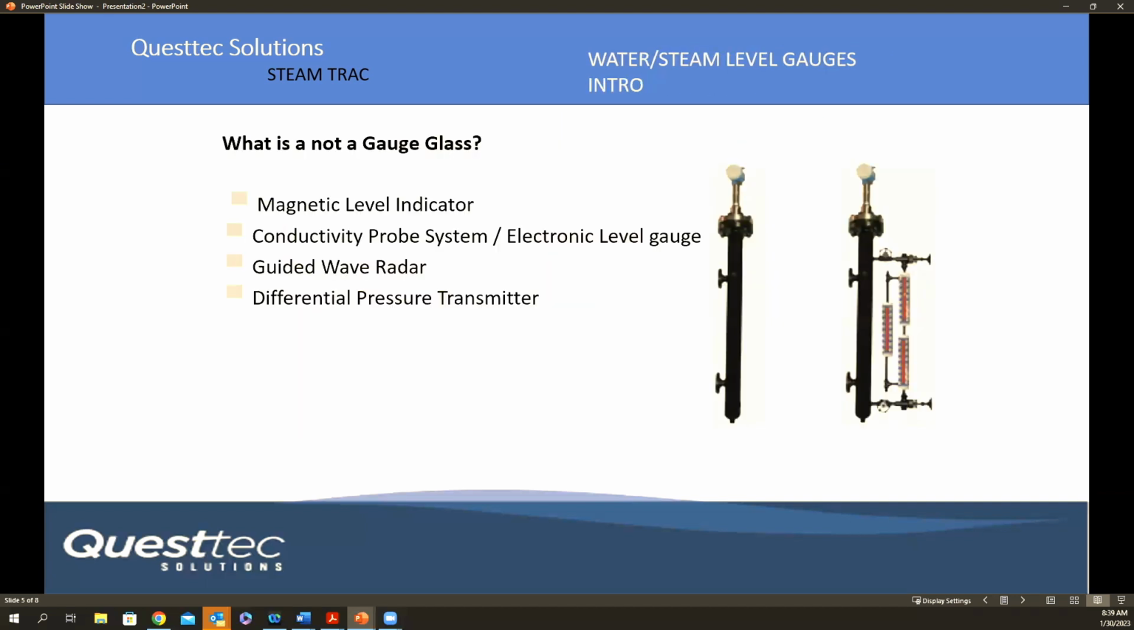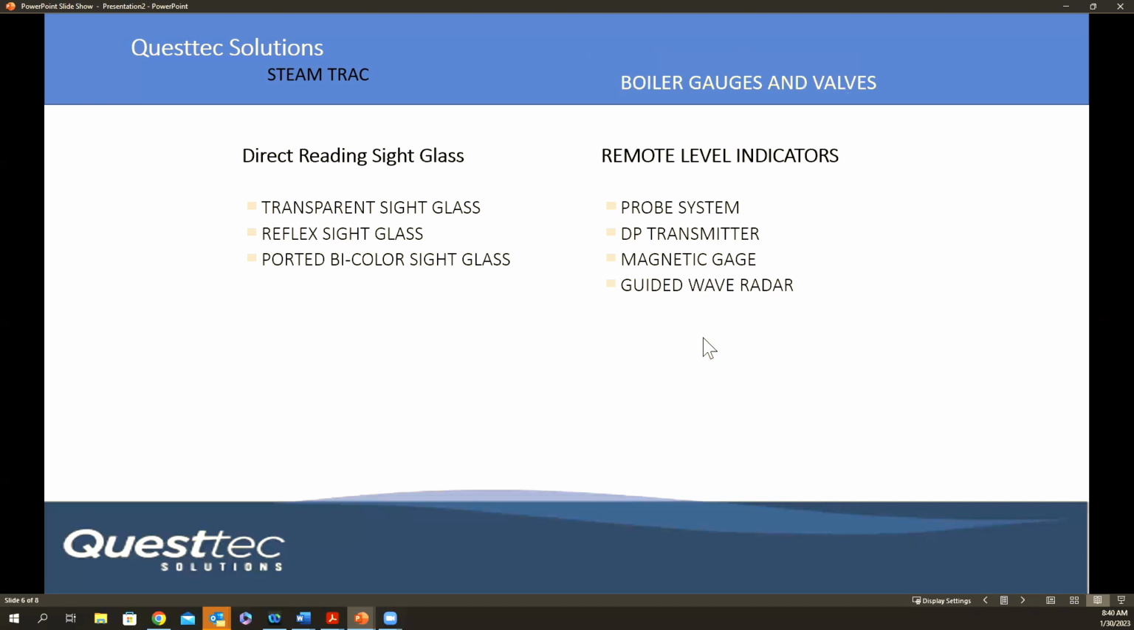So what is not a direct reading sight glass? A magnetic level indicator, because you're not actually seeing the interface, but relying on a float and the magnets and the flipping of an indicator that is external to the process. Conductivity probe columns, guided wave radars, and DP transmitters are all not considered direct reading sight glass.